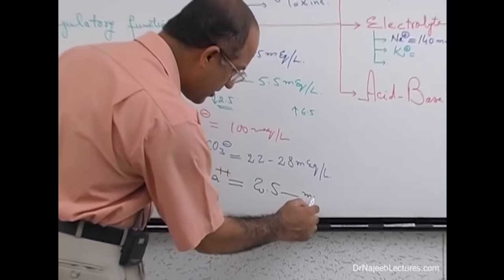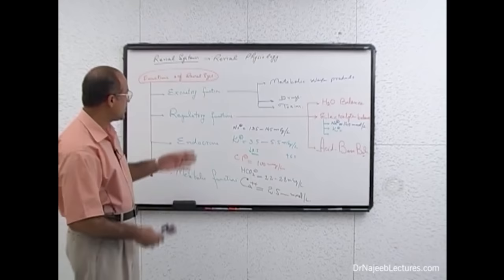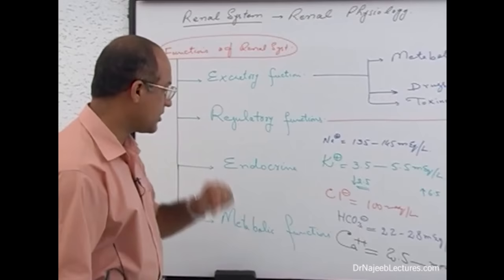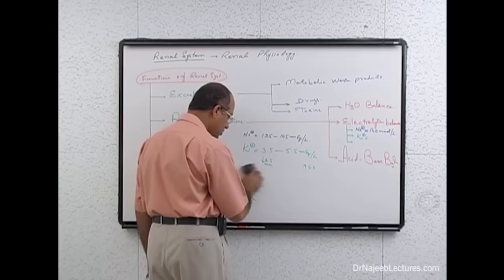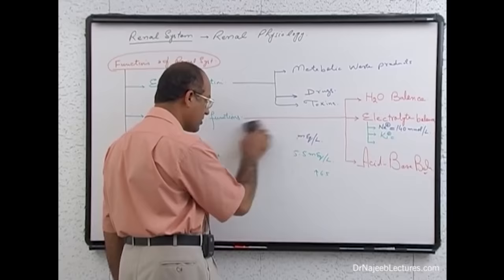So we have discussed a few excretory functions of the kidney and some regulatory functions of the kidney. If you are not tired, we can continue with the endocrine function of the kidney. Should we continue? Okay. So, the kidney is an endocrine gland as well. How do you define an endocrine gland?